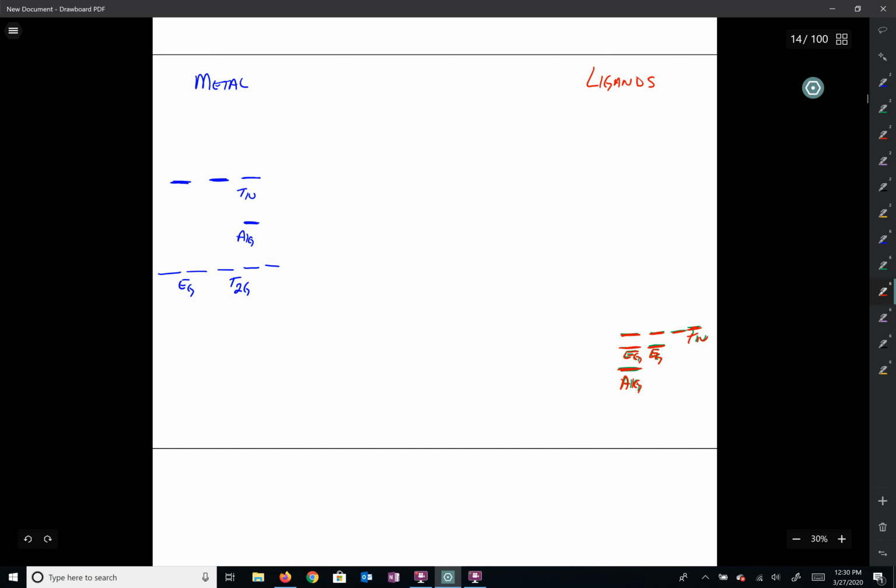Okay. So now we play the matching game. A1G and A1G are going to come together to form a sigma bonding combination. So here's my A1G. This is sigma, and if I want to connect the dots here, these will come together. If I make a bonding combination, I'm going to make an anti-bonding combination.